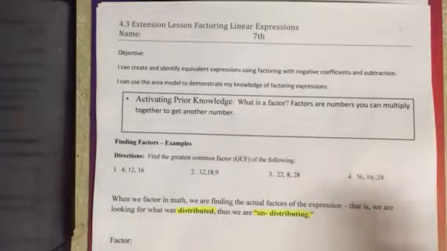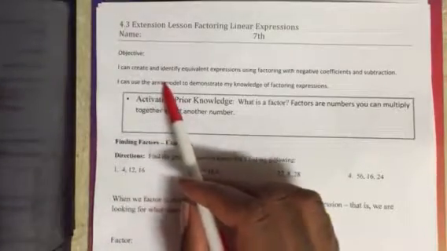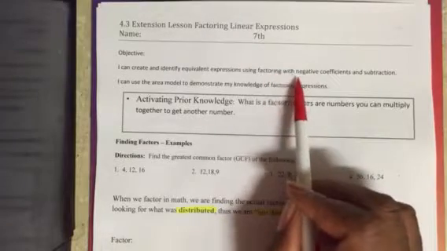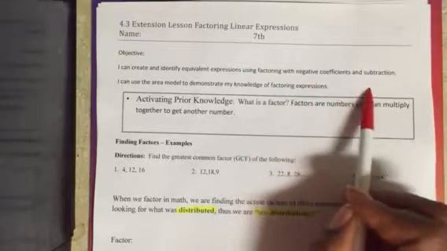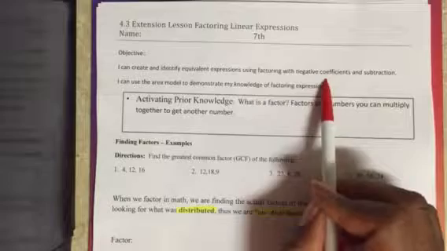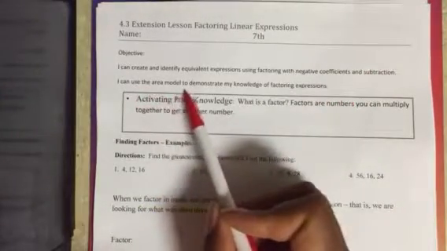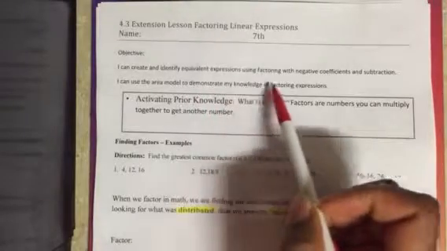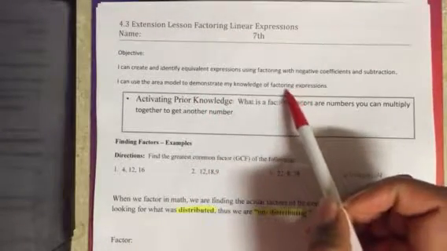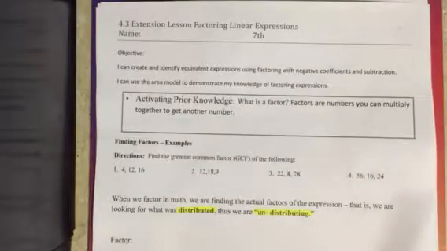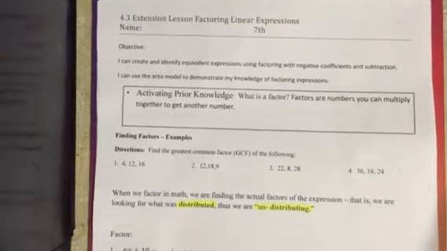So I've tailored the objectives for people who are moving forward, and it says that I can create and identify equivalent expressions using factoring with negative coefficients and subtraction. Now we know coefficients are the numbers in front of what? Hopefully you said variables. I can use the area model to demonstrate my knowledge of factoring expressions. So that is that piece when it asks us what is the length when the width is this, or what is the width when the length is this. And so we're going to work on those.